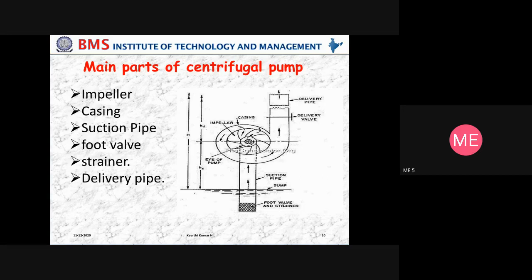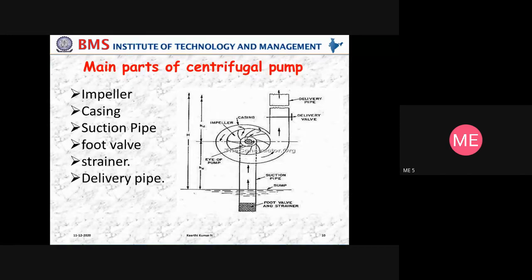But the foot valve's function is to restrict the water flow in only one direction, that is the upward direction, not in the reverse. So the foot valve and strainer you can see at one end of the suction pipe, and this suction pipe is dipped inside the sump. The other end of the suction pipe is connected to the center portion of the centrifugal pump. What is the name of this portion? It is called the eye of the pump.